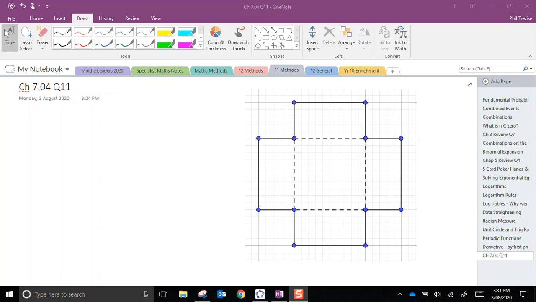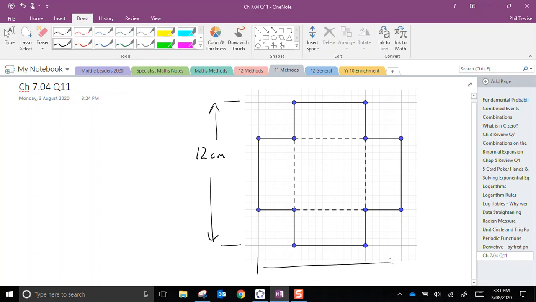So we're presented with a diagram of a box, and they say that the box is made of a piece of square card which is 12 centimetres on the side. So let's just start adding a few dimensions. That means from there to there was 12 centimetres, and likewise across the other edge there was 12.